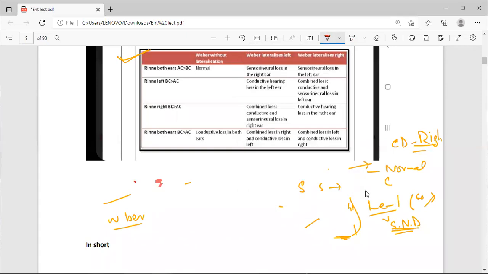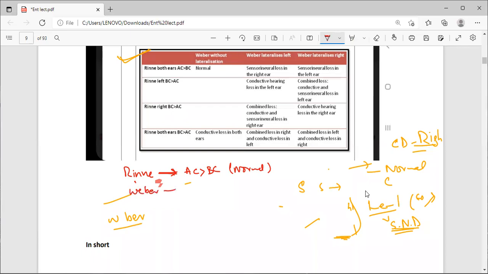Tell me, if the Rinne test in both ears shows air conduction greater than bone conduction, what does this mean? Tell me quickly. Normal. This is normal. Very good. Why? Because you can hear through the air conduction properly. Now moving forward, now we will do the Weber test.